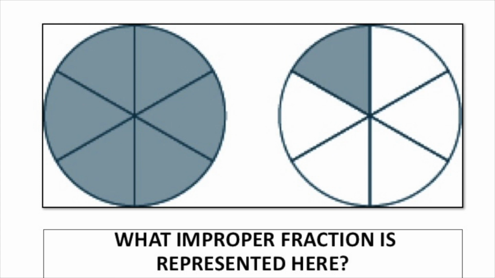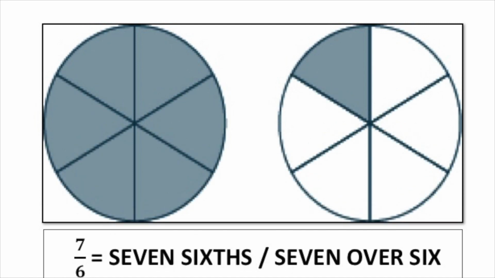Now, what improper fraction is represented here? Now look closely. 7 over 6. Perfect. Well done. You see, count the number of coloured parts. 1, 2, 3, 4, 5, 6, 7. And how many parts to our circle? 6. So our improper fraction, 7/6, or 7 over 6.